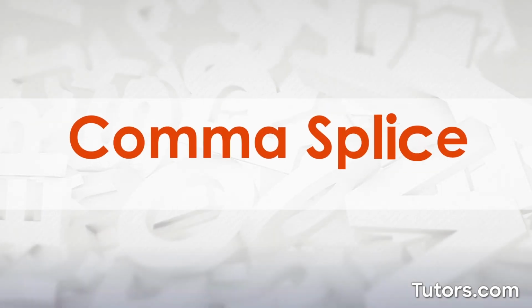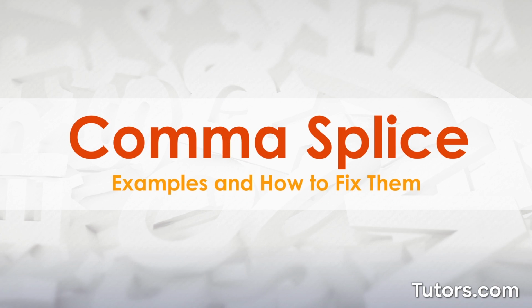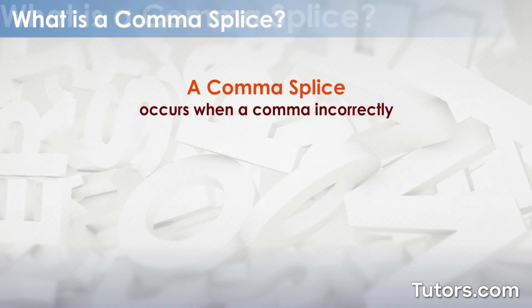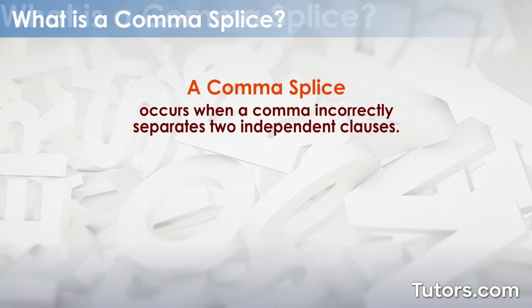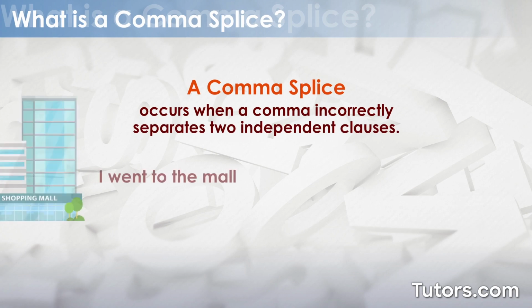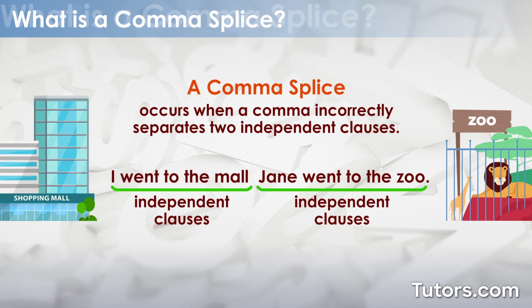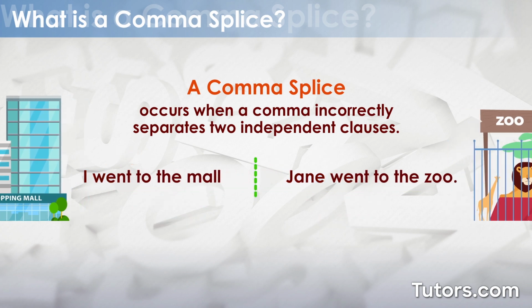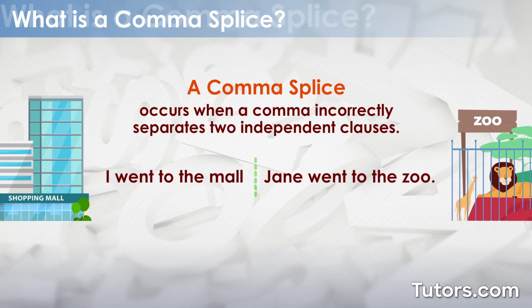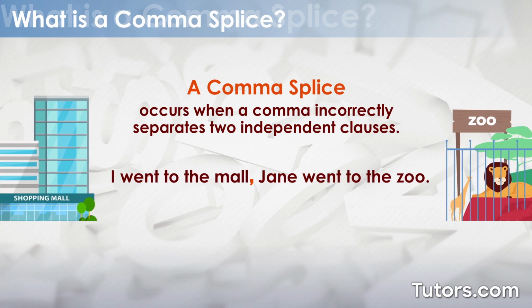What is a comma splice? A comma splice occurs when a comma incorrectly separates two independent clauses. For example, "I went to the mall" and "Jane went to the zoo" are both independent clauses that contain a subject and a verb and can grammatically stand on their own as complete sentences. Using a comma to separate the two clauses creates a comma splice.